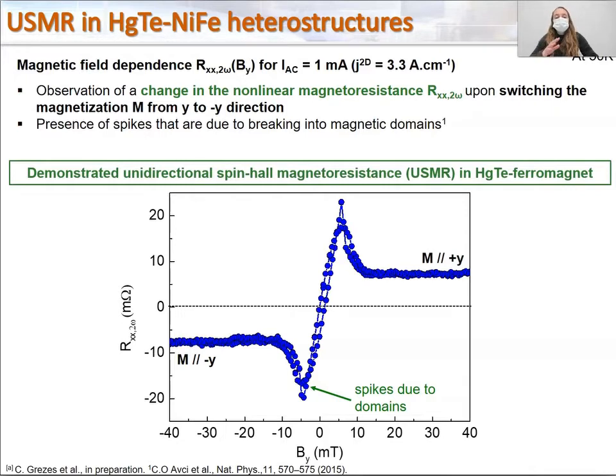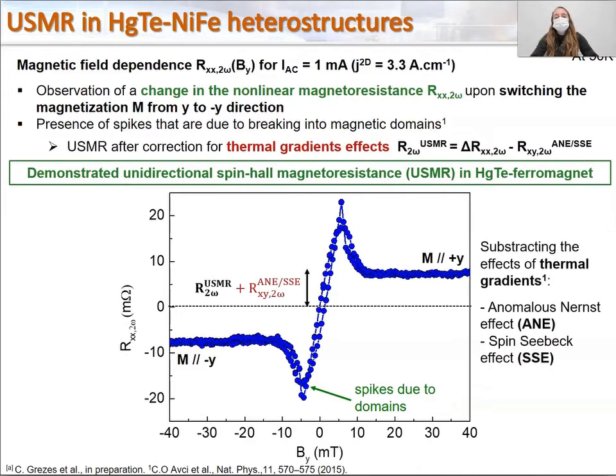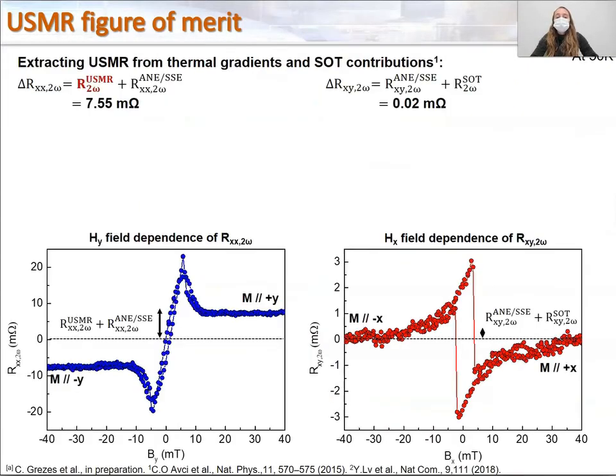Now, to extract the USMR efficiency, it is necessary to take into account the influence of thermal gradient, such as the anomalous Nernst effect and the spin-Seebeck effect, which can also give a second harmonic component. For that, we measure the second harmonic transverse Hall resistance when the magnetization is tilted in the x direction. Because of the symmetry, the transverse Hall resistance gives the second harmonic signal of thermal origin, simply scaled by the geometric factor of the Hall bar.